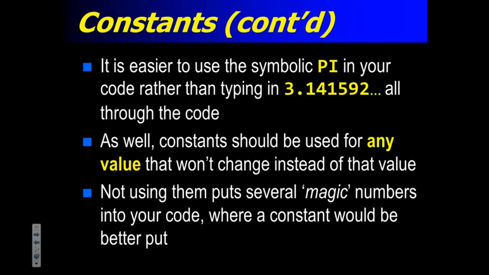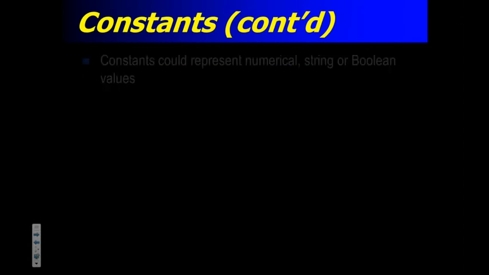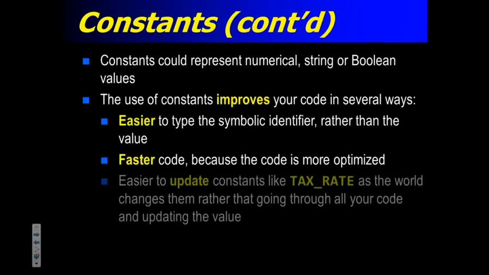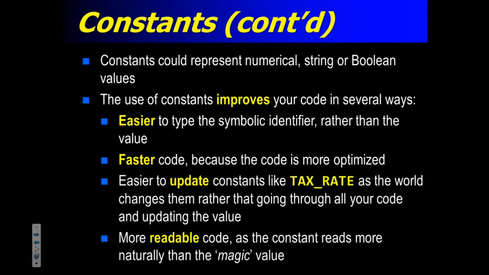Sometimes coders call these magic numbers. They're these numbers that just appear in formulas and we just assume that they're something, right? So it also improves the readability of your code. It makes your code easier to read when you see the value pi rather than just some weird number showing up in your code. It makes it faster and it's easier to update code.